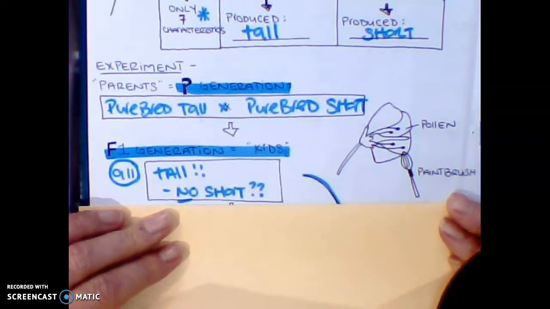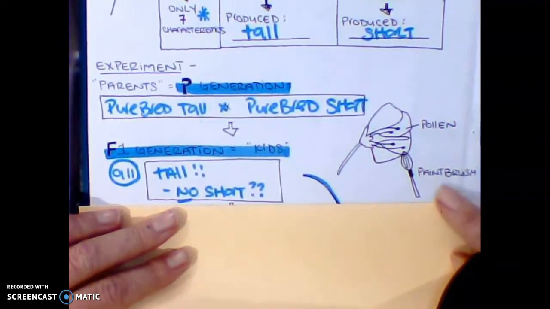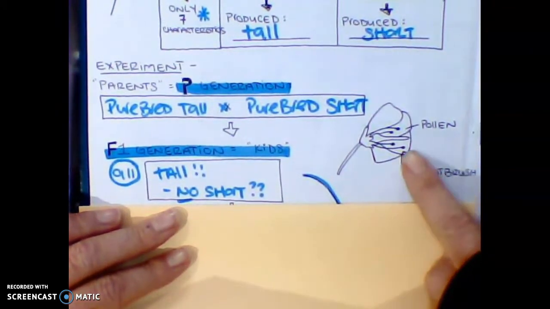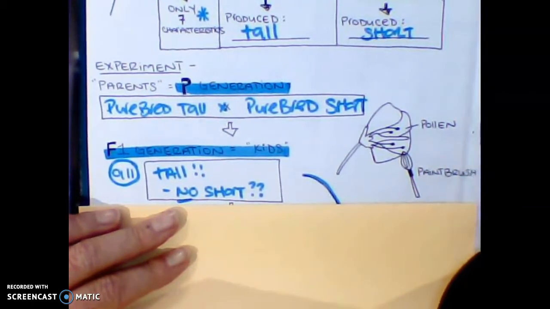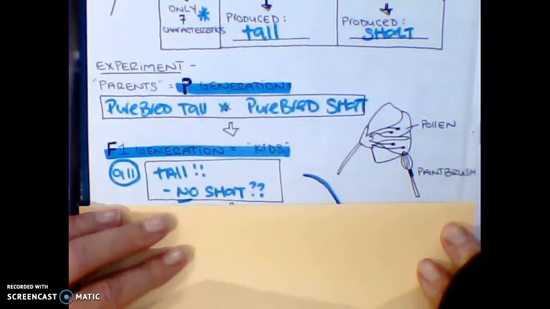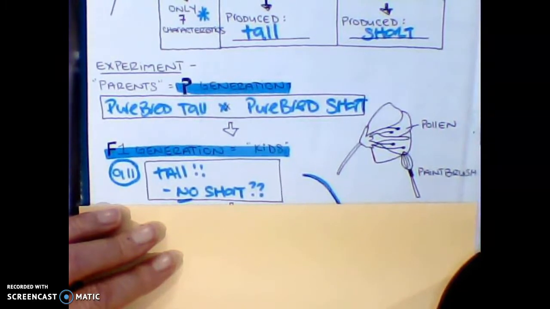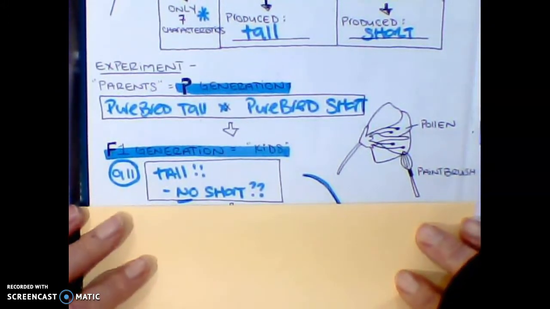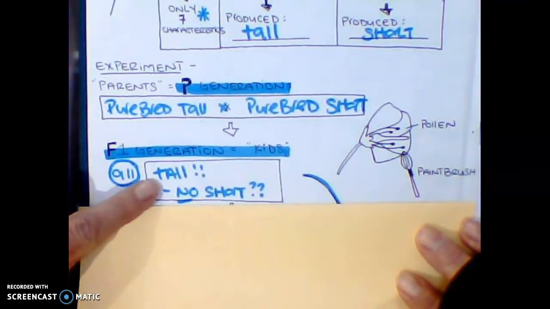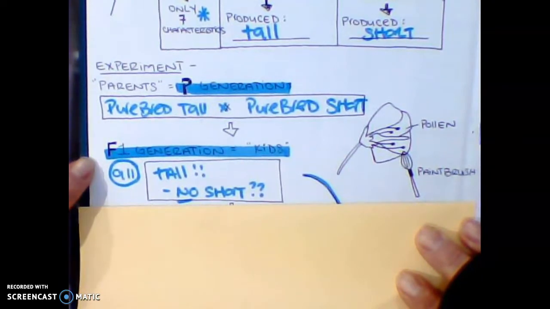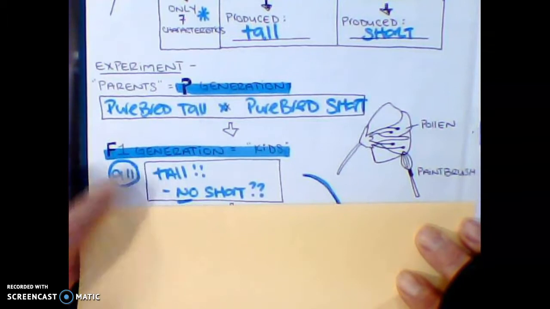Now, a lot of you guys are asking, first of all, how did he do this in the first place? He literally took a paintbrush, took the pollen from one plant, and swiped it into the pollen of another plant. So that's how he was able to for sure know that he mated a tall with a short, because he actually physically did it himself. Well, what happened was he then took the kids. So the kids are known as the Pheno 1 or the F1 generation, and he mated 2 of them together.